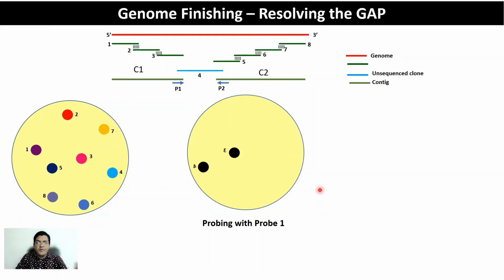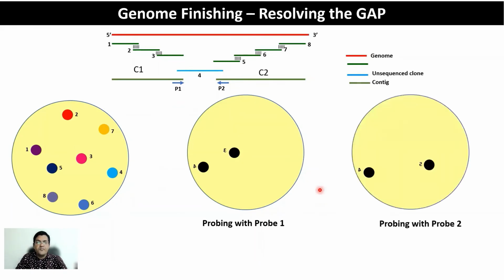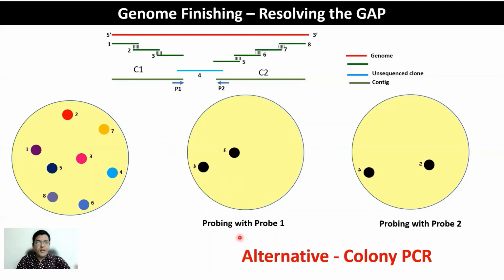When you probe your library with probe P2, you get 2 signals: one for fragment 5, from where you designed the probe, and a second for fragment 4, with which it shares a common end. When you probe the library with probe 1 and probe 2, you get one common colony, which is highlighted in both the library screenings, that is colony 4. This indicates that there is a single fragment that is able to bridge the gap between contig 1 and contig 2 and give you a continuous sequence.